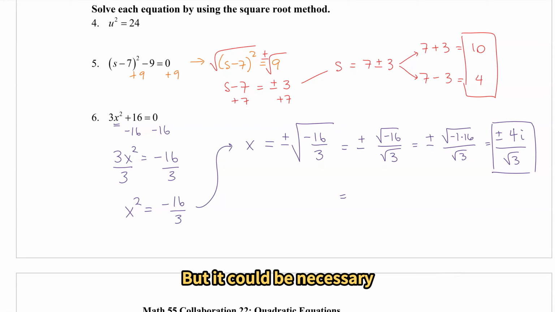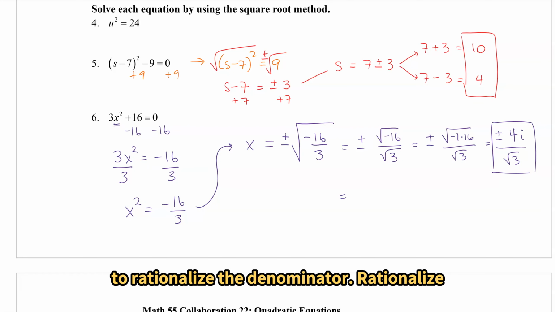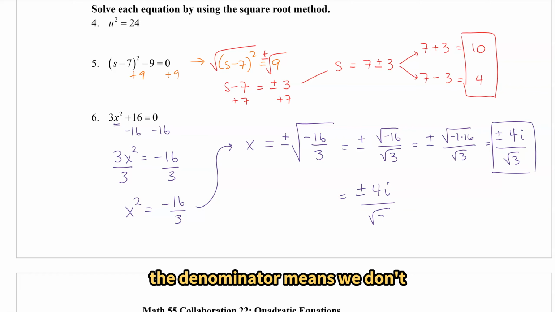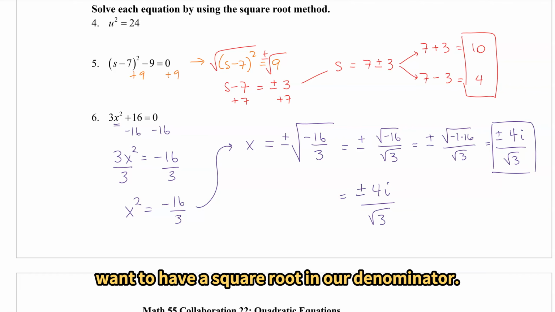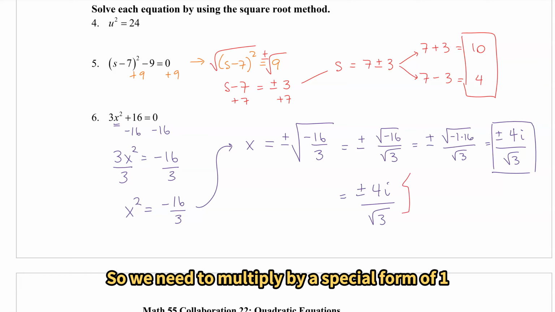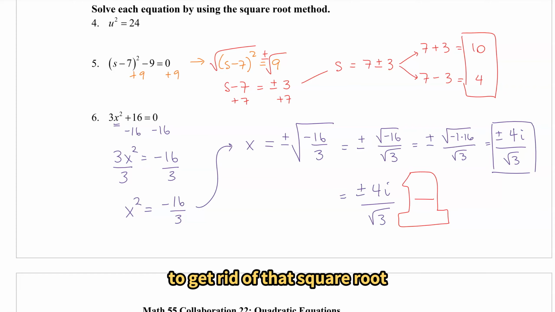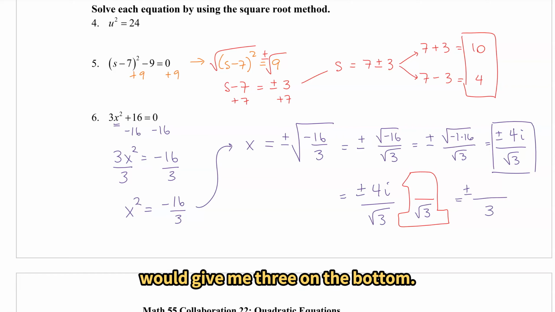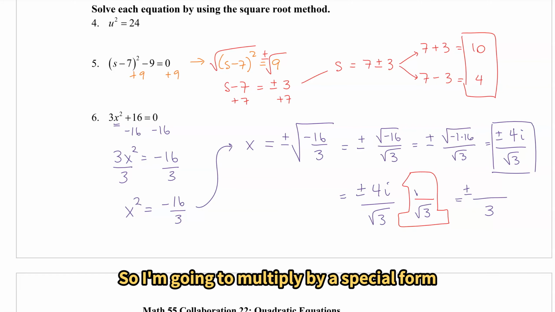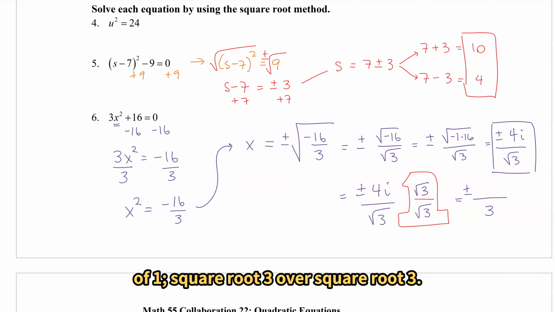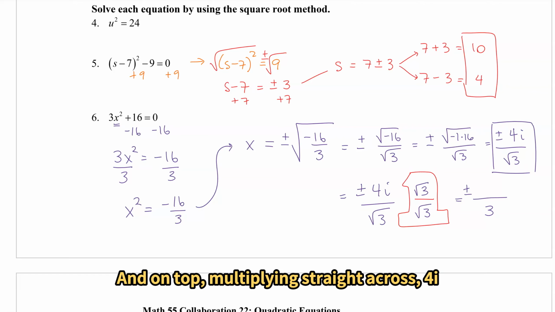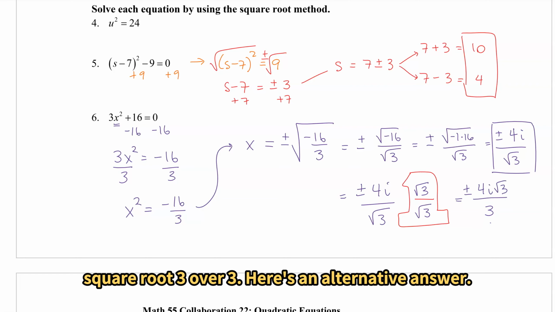But it could be necessary to rationalize the denominator. Rationalize the denominator means we don't want to have a square root in our denominator. So we need to multiply by a special form of 1 to get rid of that square root down there. Square root 3 times square root 3 would give me 3 on the bottom. I no longer have a square root. So I'm going to multiply by a special form of 1, square root 3 over square root 3. And on top, multiplying straight across, 4i square root 3 over 3.